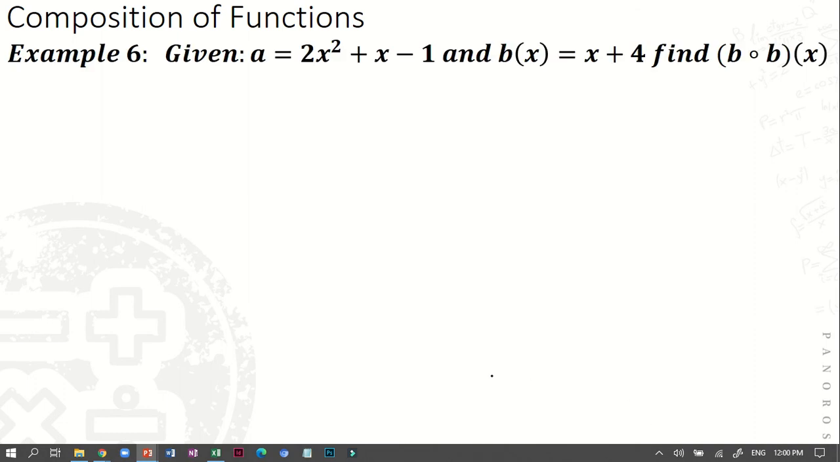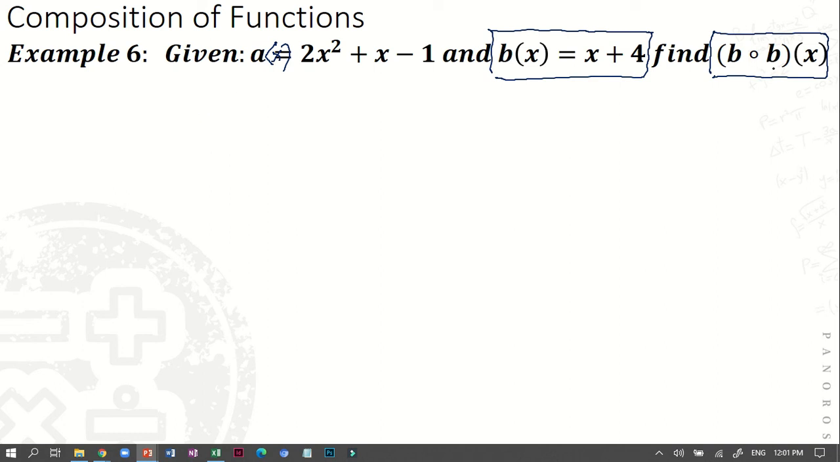Okay, example number 6. So, I believe pareho din yung given ito. So, pareho nga din. So, ito lang yung may kulang. Dapat ito may x. Anyway, hindi naman magagamit kasi ang hinahanap natin ay B composite B. So, ang gagamitin lang natin is B of x. Okay? So, B composite B yung hinahanap.